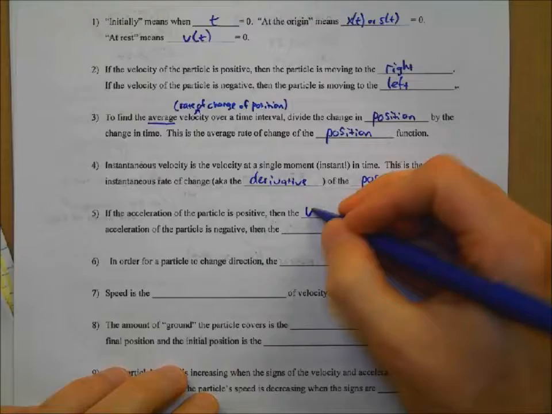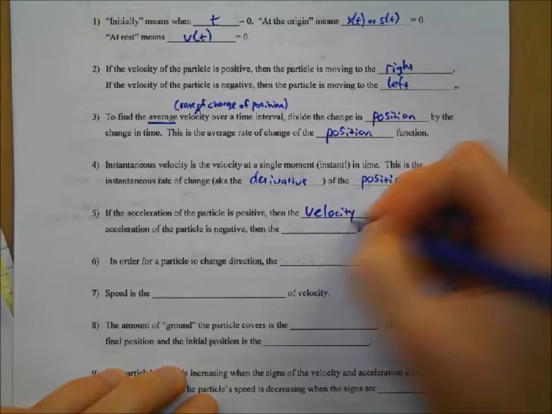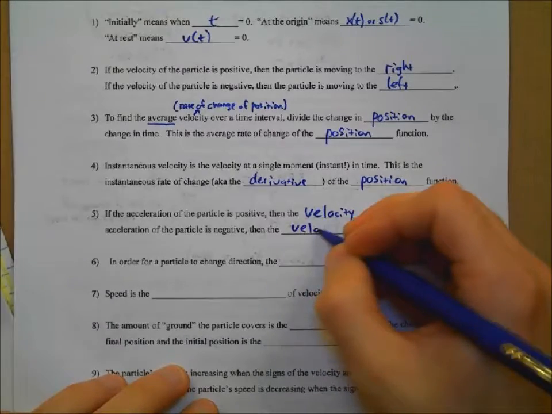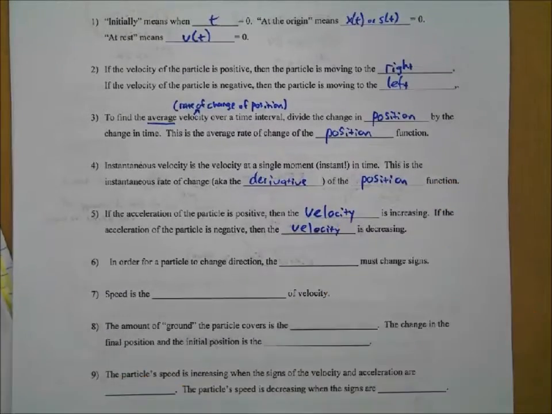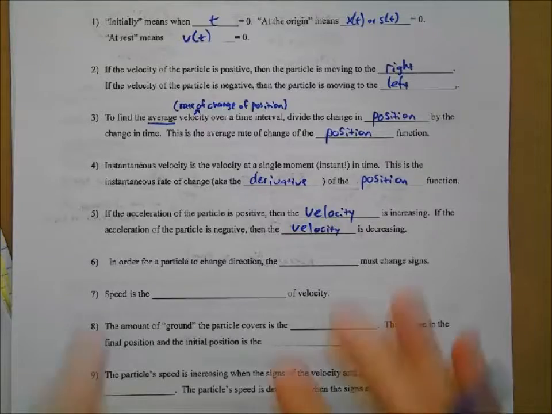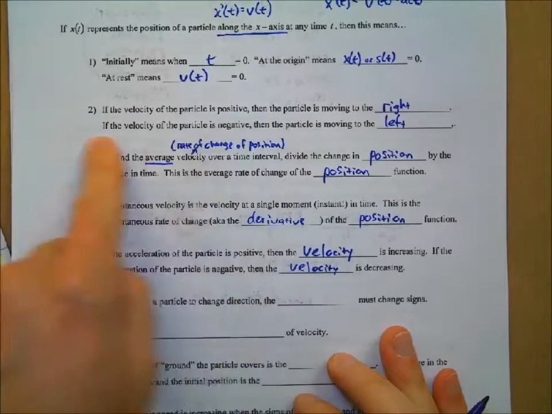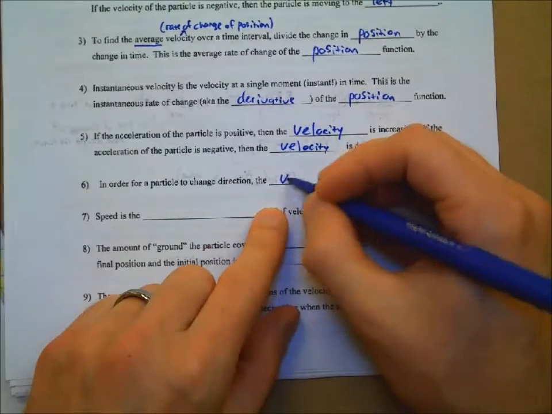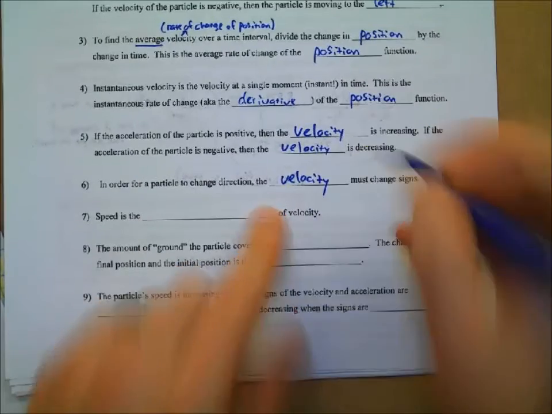Okay, if the acceleration of the particle is positive, then the blank is increasing. Velocity. If the acceleration of the particle is negative, then the blank is decreasing. Velocity again. Okay, in order for a particle to change direction, the blank must change signs. What function determines the direction your particle is moving? Velocity, right? If the velocity of the particle is positive, then the particle is moving to the right. If the velocity of the particle is negative, then the particle is moving to the left. So in order for a particle to change direction, the velocity must change signs from positive to negative or negative to positive, right?